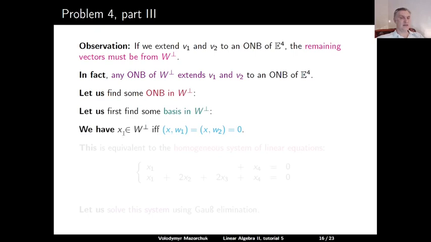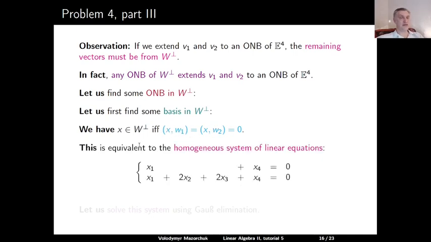Note that an element x belongs to this orthogonal complement if and only if it is orthogonal to the basis in W, which is formed by W1 and W2. And this is equivalent to the following homogeneous system of linear equations. So W1 was the vector 1, 0, 0, 1. So the first equation is x1 plus x4 is equal to 0. This is the equation that the scalar product between x and W1 is 0. The second vector W2 was 1, 2, 2, 1. So its scalar product with x is x1 plus 2x2 plus 2x3 plus x4, which is equal to 0.